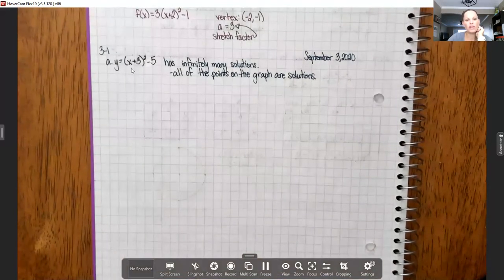So again, that equation has infinitely many solutions. If I make x 0, I can find a y. If I make x negative 17, I can find a y. If I make x 2.37, I can find a y. So all of the points on the graph are solutions.